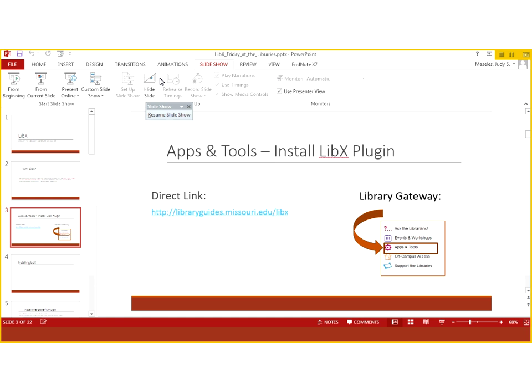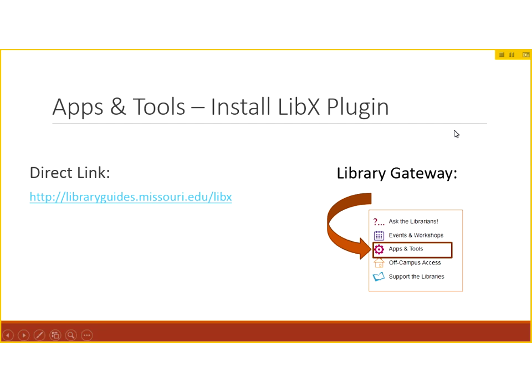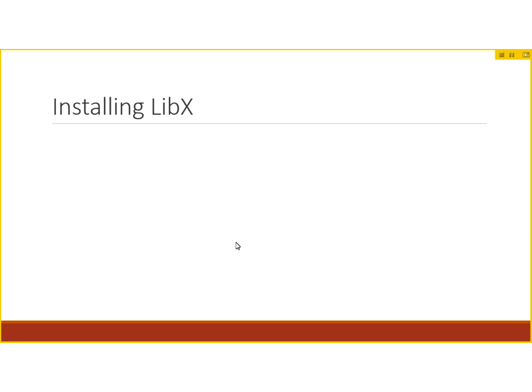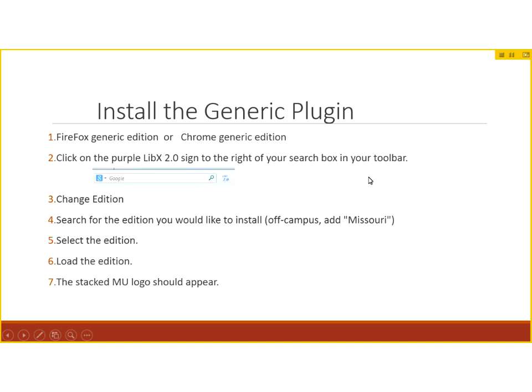Okay. Now we're here. There's two ways you can get to the LibX plugin. There's a direct link, and the URL is libraryguides.missouri.edu/LibX. Or you can go through the main library gateway in the lower right and go to Apps and Tools. So the first thing you want to do is install LibX. And there's a generic plugin. So you're going to go to that page and install the LibX plugin.